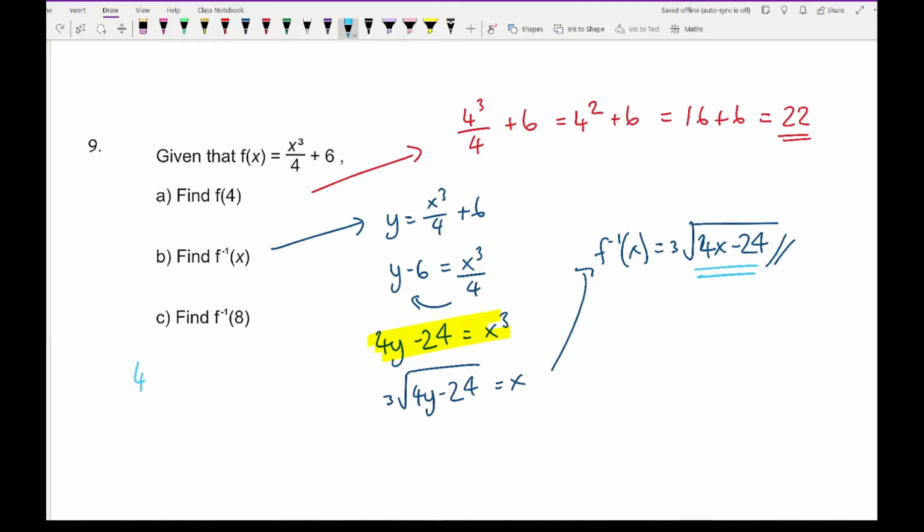So I've got 4 lots of 8 minus 24, all cube rooted. So that's going to be the cube root of 32 minus 24, which leaves me with the cube root of 8, which is going to give me the answer of 2. Now the reason why it's not plus or minus 2 is because we're cubing. The only way you can get positive 8 when you're cubing a number is if the original number was 2.